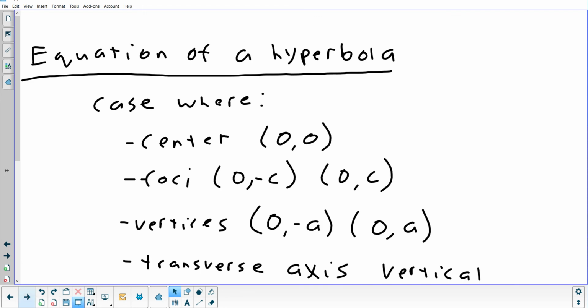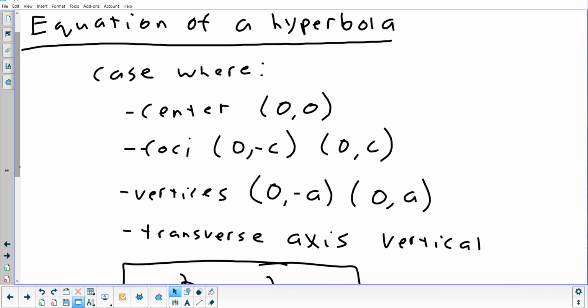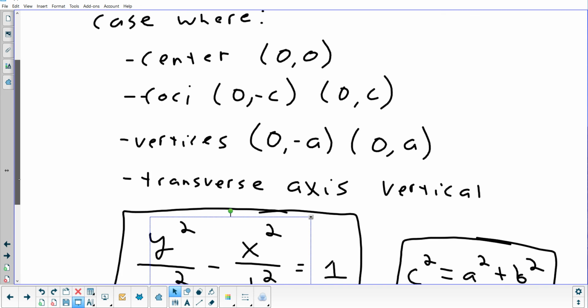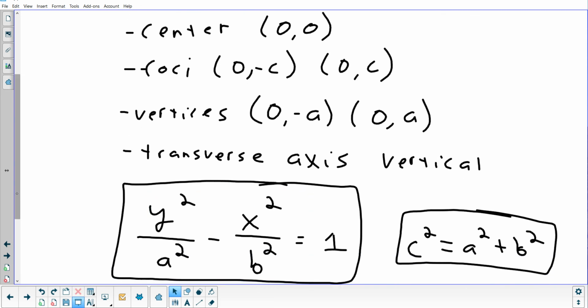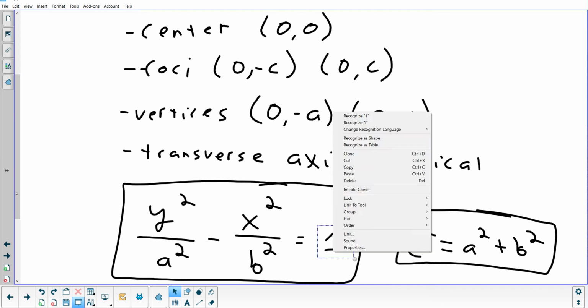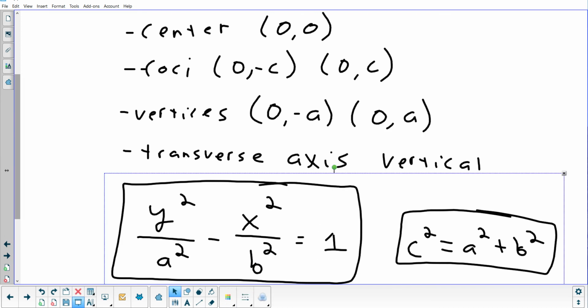Okay, so the other piece. Now, instead of everything lining up horizontally, it's going to line up vertically. That means the y is going to come first, and that will be your positive. The x is going to come second, and that will be your negative. A squared is still the first denominator. B squared is still the second. 1 is still on the other side. And the formula for A, B, and C is still the same.